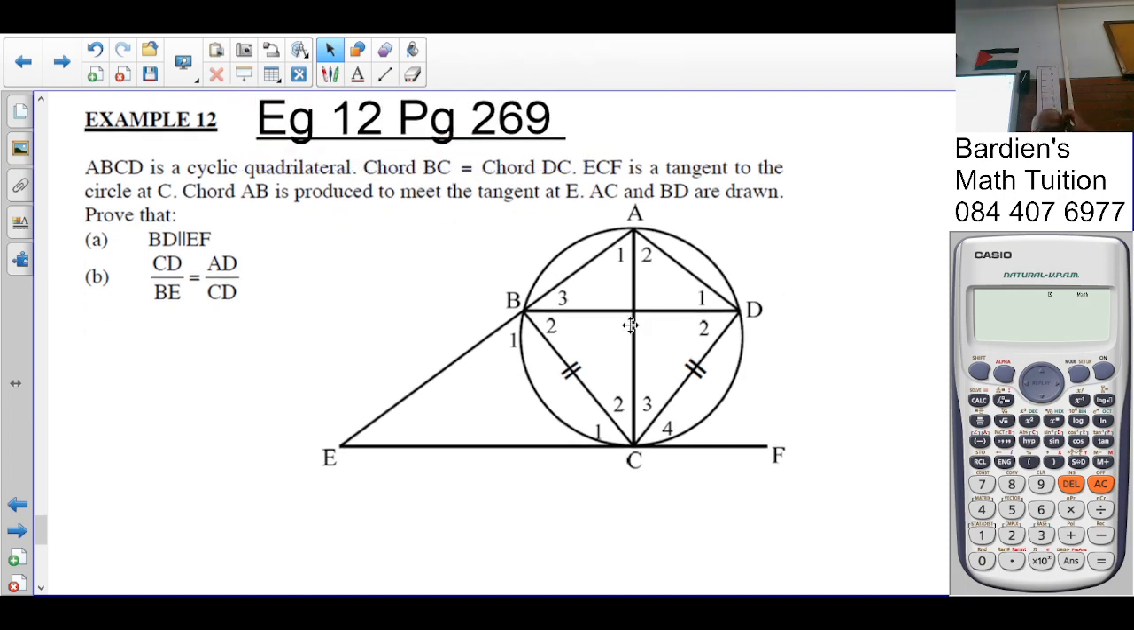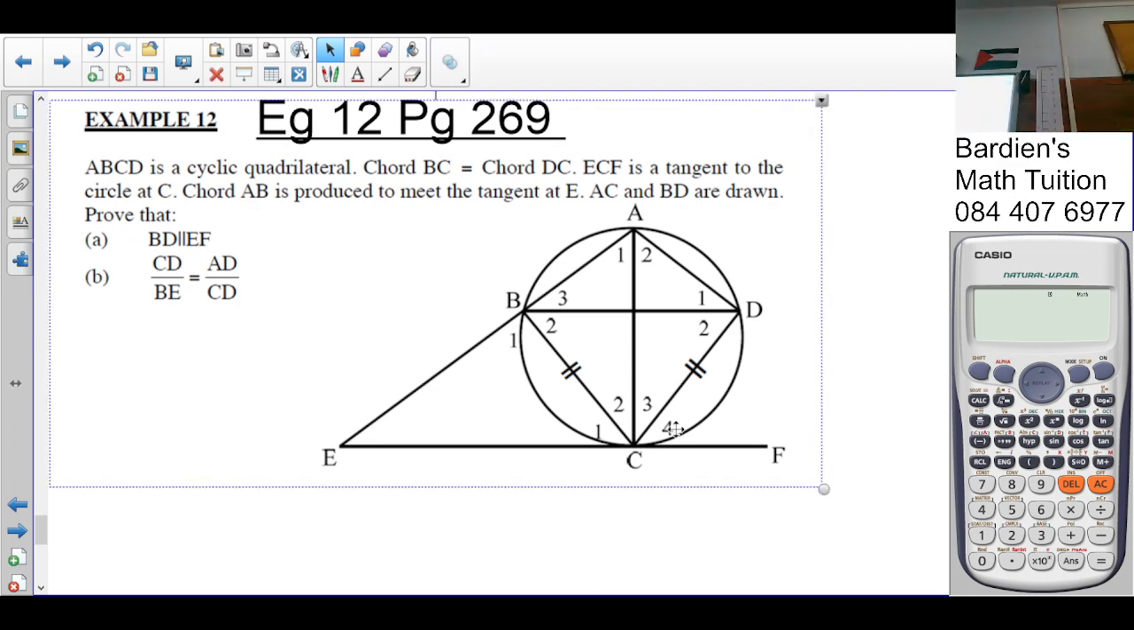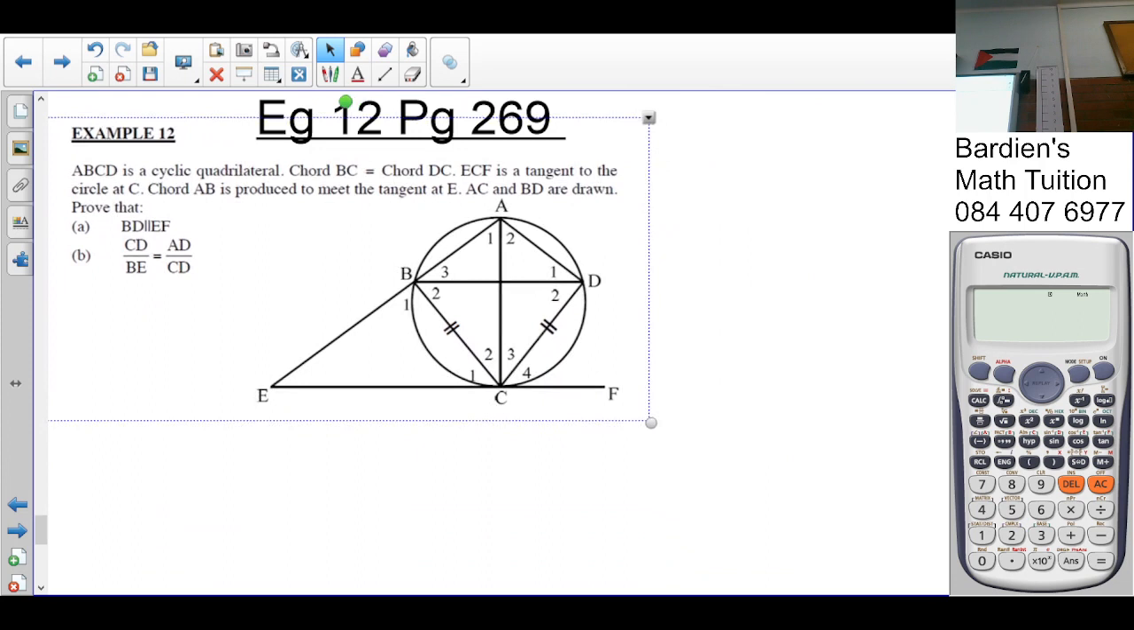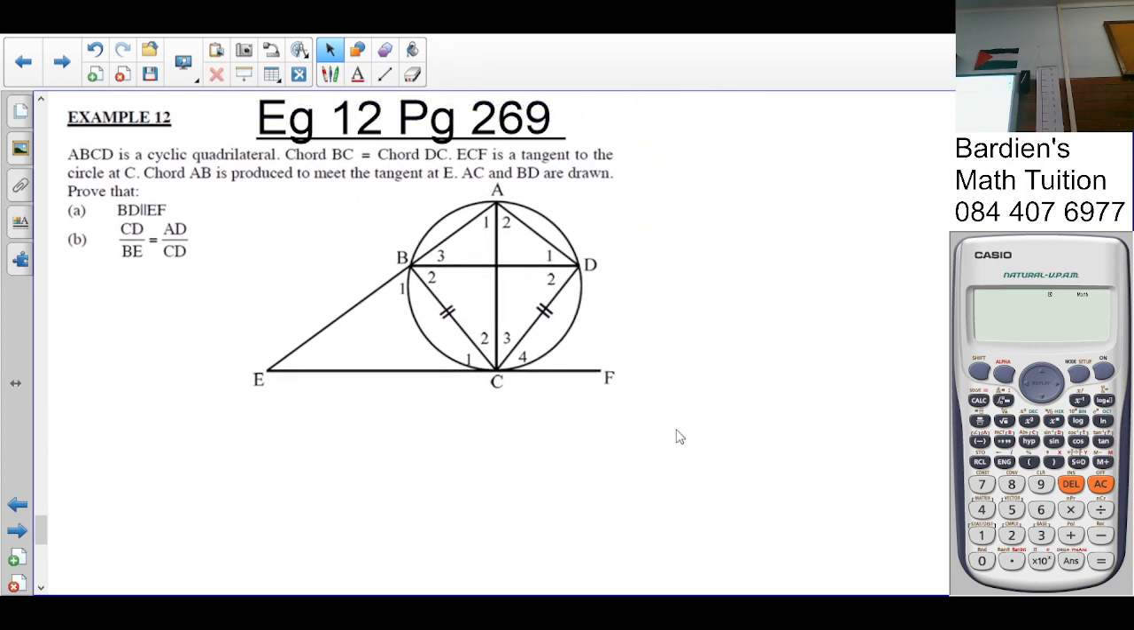Alright, so in example 12 on page 269, we are told that ABCD is a cyclic quadrilateral. So if ABCD is a cyclic quadrilateral, what do we know from here? We know many things, okay. ABCD is a cyclic quad, we know that B3 is equal to C3. And A2 is equal to B2, and many more angles that are equal.